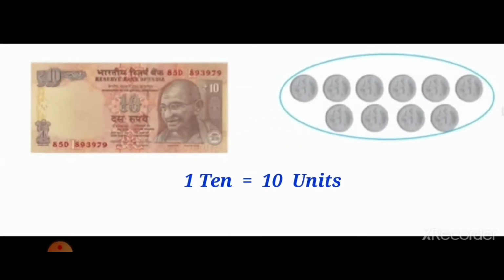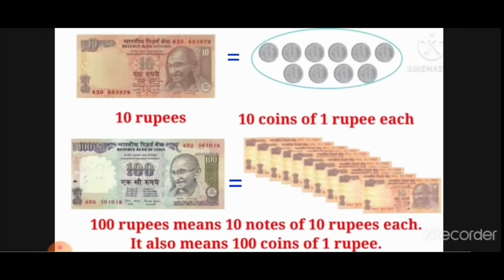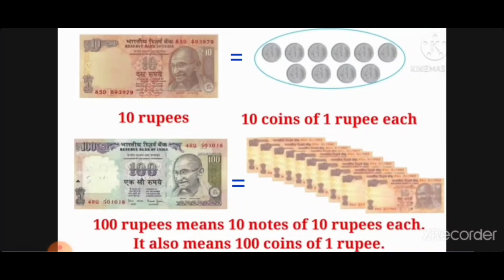Here we have 1 ten. 1 ten is equal to 10 units. That means 10 rupees is equal to 10 coins of 1 rupee each. So tens can be converted into units. In the same way, 100 rupees means 10 notes of 10 rupees each. So we can convert 100 into tens. It also means 100 coins of 1 rupee.